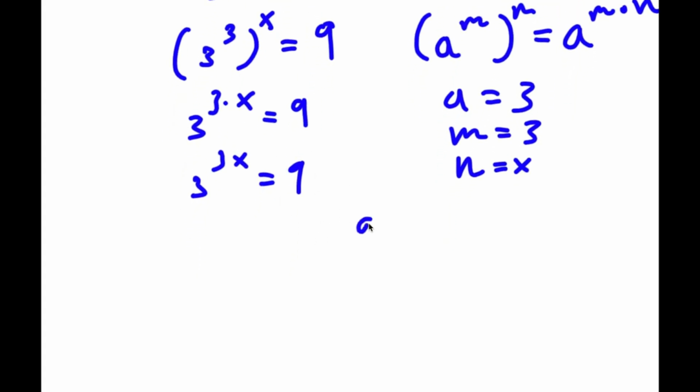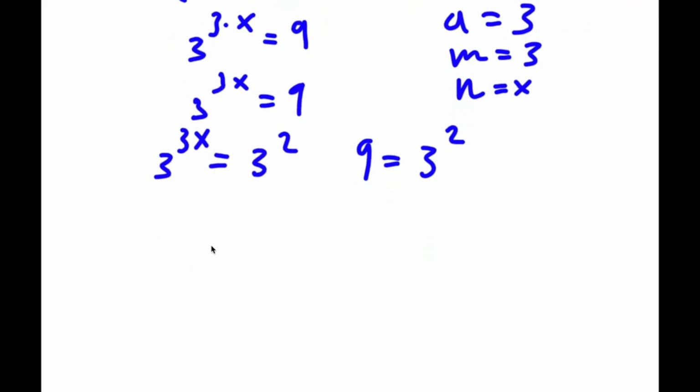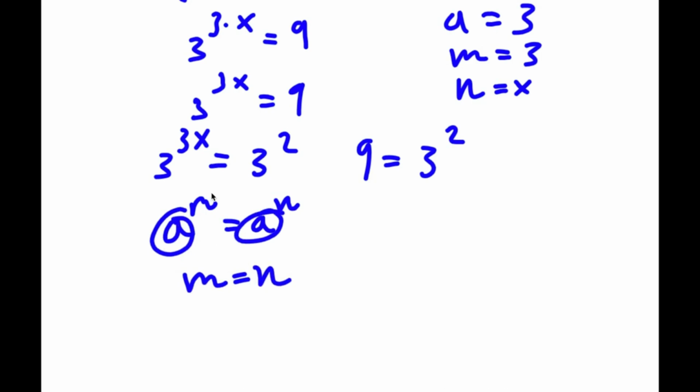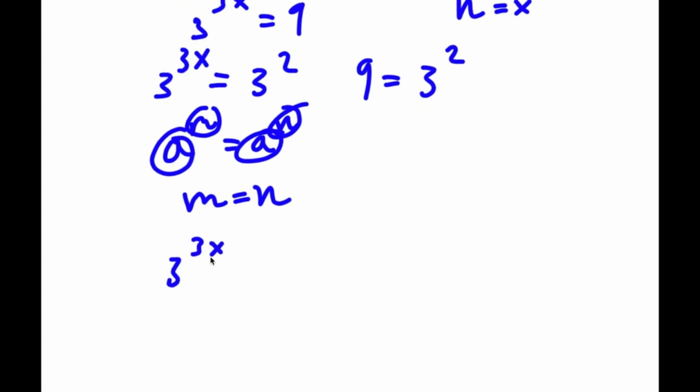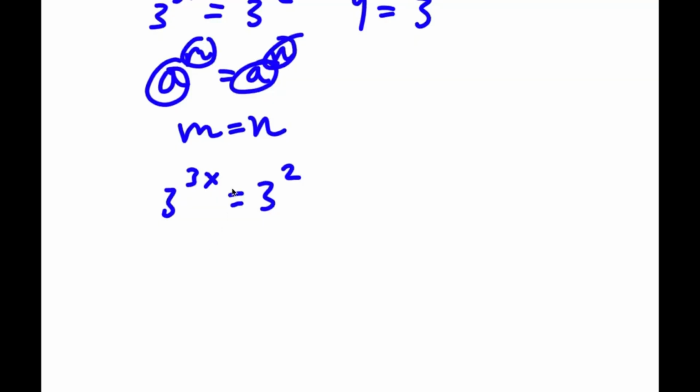Now 9 here is the same thing as 3 squared. So I have 3 to the power of 3x is equal to 3 squared. And now another property of exponents is that if I have a to the power of m is equal to a to the power of n, then this means that m is equal to n. Because if the bases are the same, then the exponents are the same as well. So now for 3 to the power of 3x is equal to 3 to the power of 2, this means that the exponents, 3x and 2, are the same.